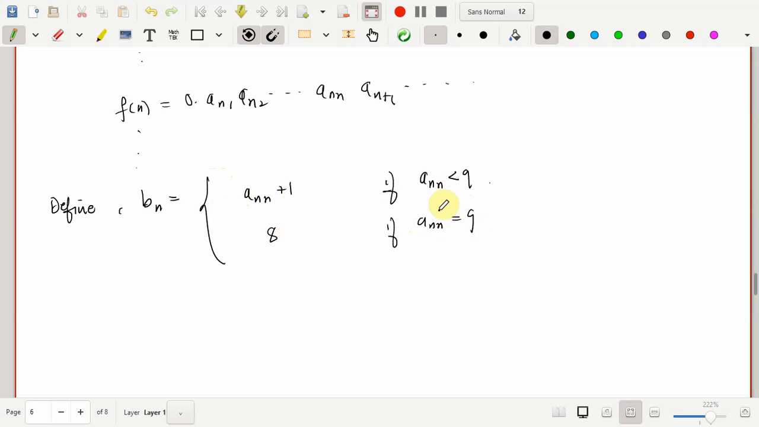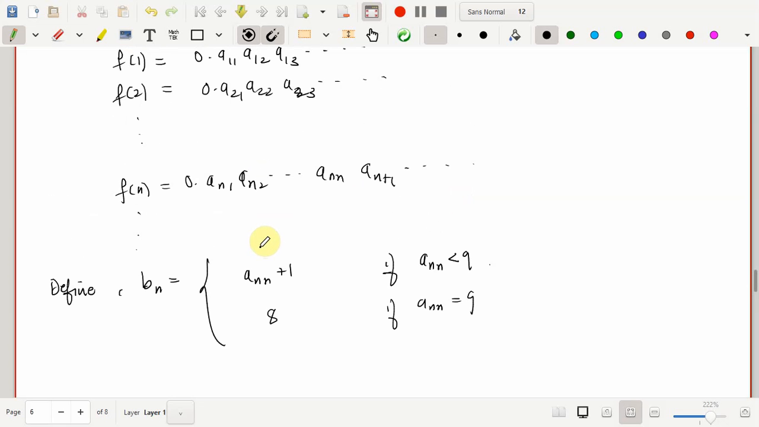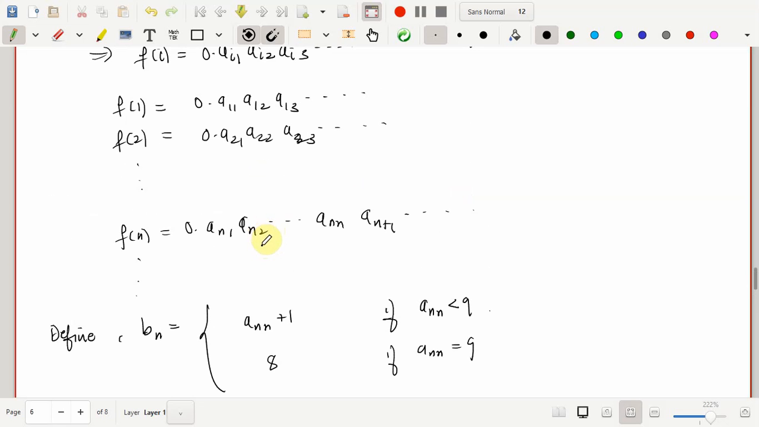Number 1 less than 9. Okay, so now you can see that this ann plus 1 will not occur anywhere in here. So just look at this, this b cannot be f of 1 because it does not have a11 at the first place, it has a11 plus 1. Then it cannot be f of 2 because it does not have a22 plus 1. Okay, and this goes on.